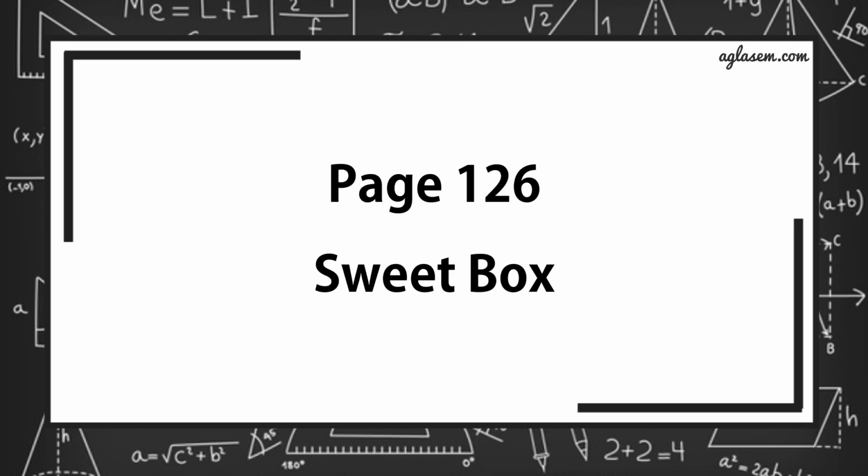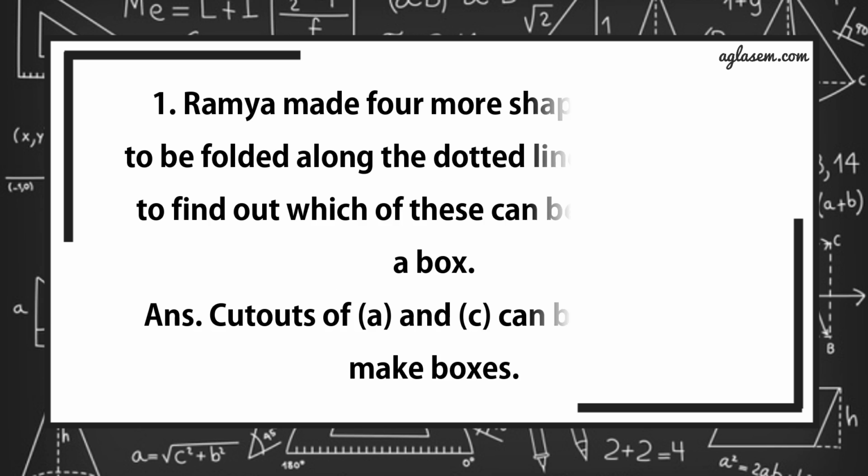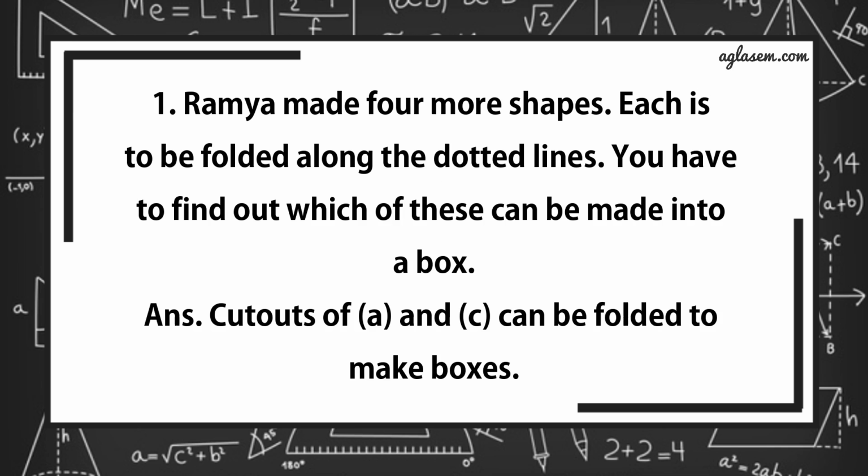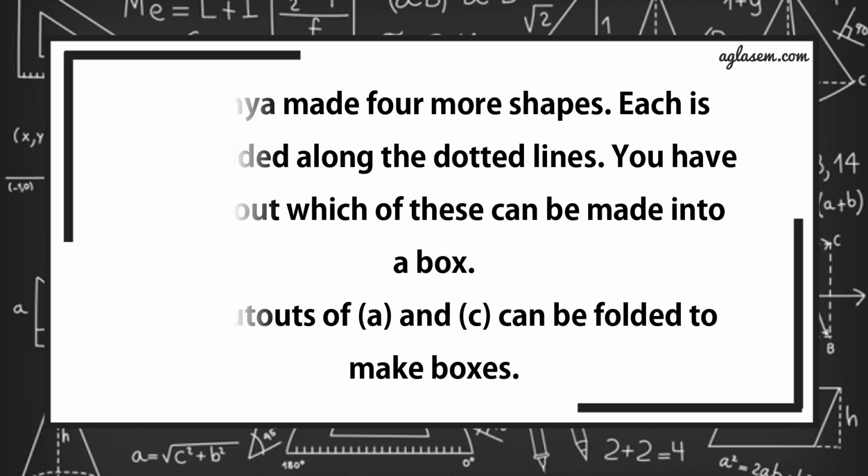Here question number 1 says, Ramya made 4 more shapes. Each is to be folded along the dotted lines. You have to find out which of these can be made into a box. Answer is, A and C can be folded to make boxes.